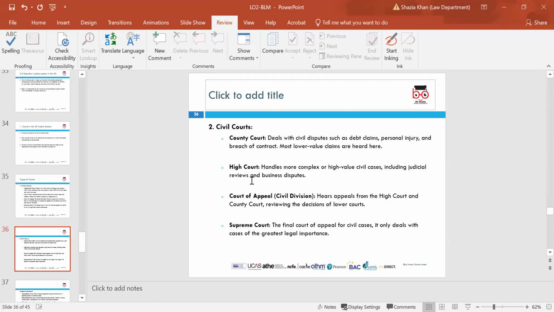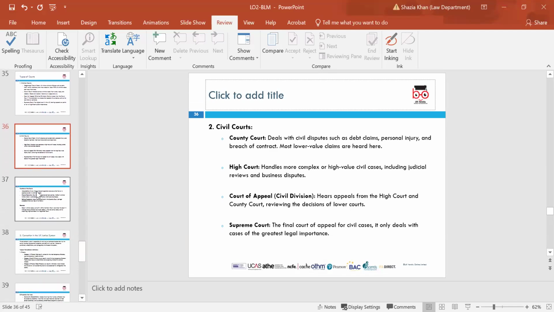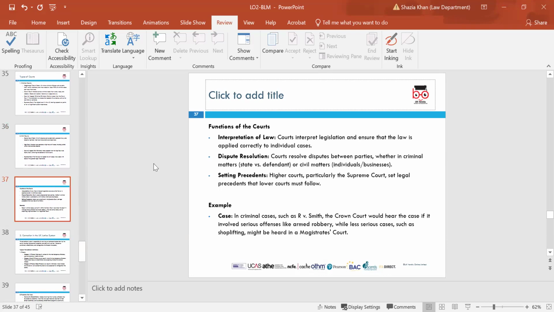Civil courts: you've got County Courts, High Court, Court of Appeal Division, and Supreme Court. Again, we've gone through them at the top and identified each element of them. Functions of the court: they are there to interpret the law. Courts interpret legislation and ensure that the law is applied correctly to individual cases. Dispute resolution: courts resolve disputes between parties, whether in criminal or civil matters, and set precedents. Higher courts, particularly the Supreme Court, set precedents that lower courts must follow.